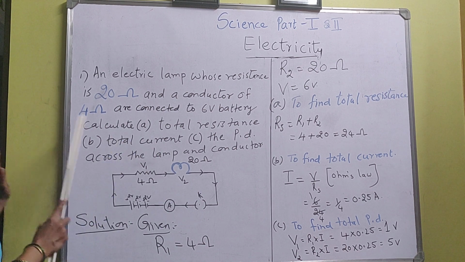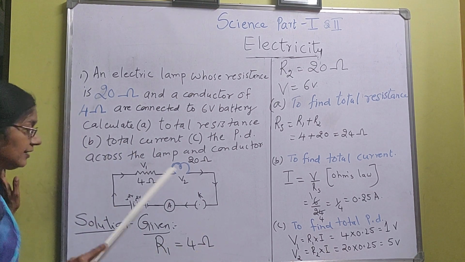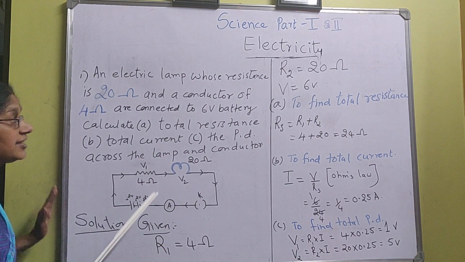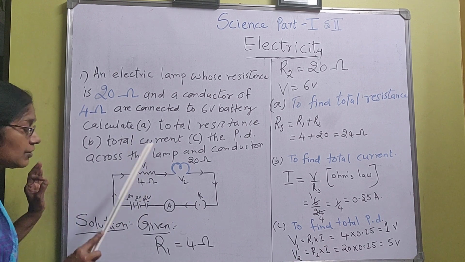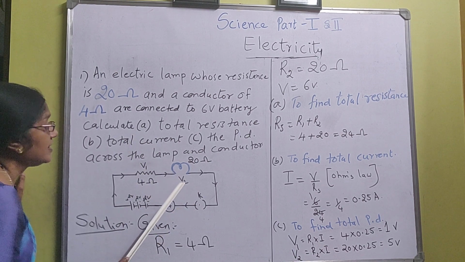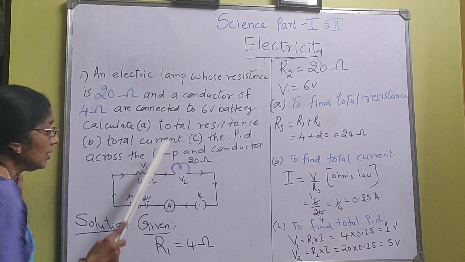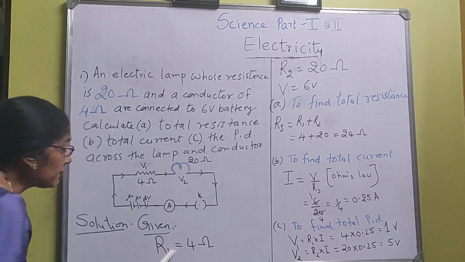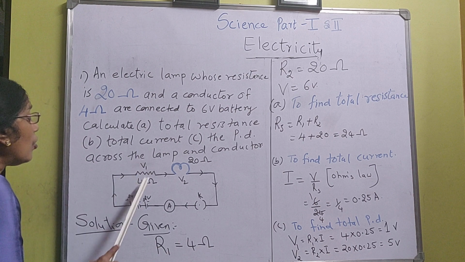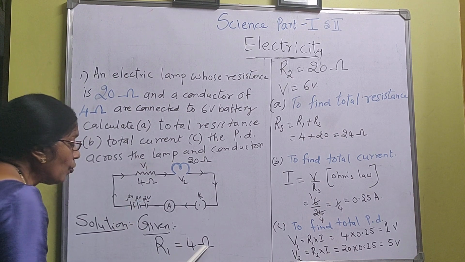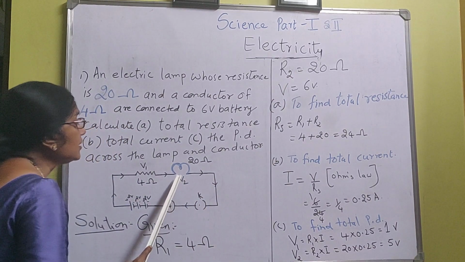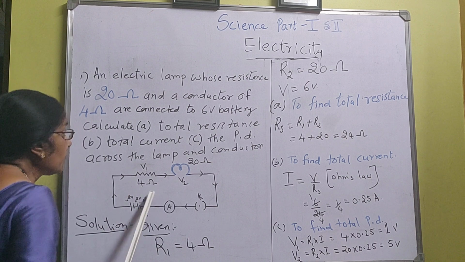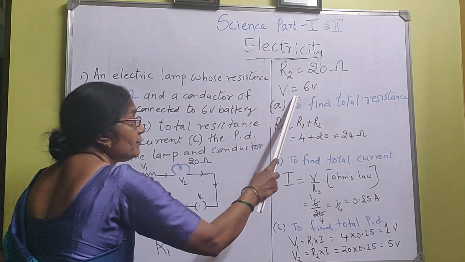We know that when the connection is done in series, the current is constant. The current does not change. The current remains the same. I is constant. The potential difference changes. Let it be V1 and V2. Let us now see how to calculate. So we will write down first the given. R1, that is the resistance of the conductor, is 4 ohms. R2, the resistance of the bulb, is 20 ohms. The total potential difference is given as 6 volt. So let us take V is equal to 6 volt.